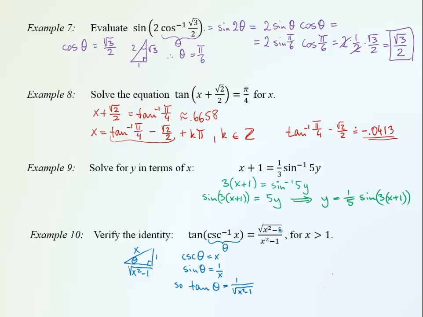Oh, that's great, we are nearly there. The only thing that we still need to do is get rid of irrationality. That means multiply by root of x squared minus 1 here and there. And yes, indeed, the left-hand side is equal to root of x squared minus 1 over x squared minus 1. So we have the right side starting from the left side. Therefore, the identity is proven.